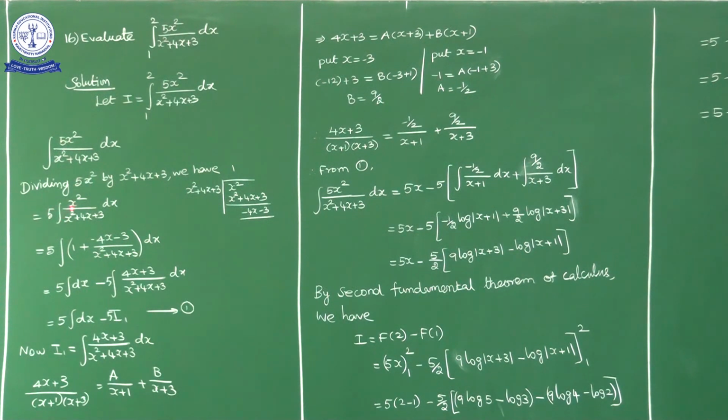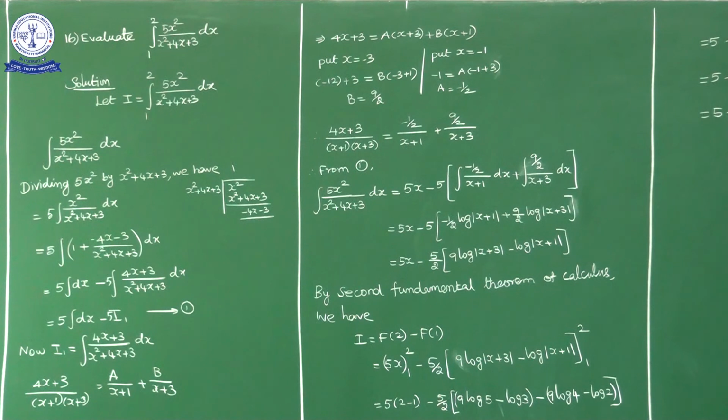For this, first of all, I'll write 5 outside: 5 into integral x square by x square plus 4x plus 3. If you divide x square by x square plus 4x plus 3, it goes 1 time, so x square plus 4x plus 3, x square cancels, minus 4x minus 3. So we can write this as 5 into integral 1 plus minus 4x minus 3 upon x square plus 4x plus 3 dx. Now integrating separately, integral 5 dx minus, taking the common minus from the numerator, 5 into integral 4x plus 3 upon x square plus 4x plus 3 dx.